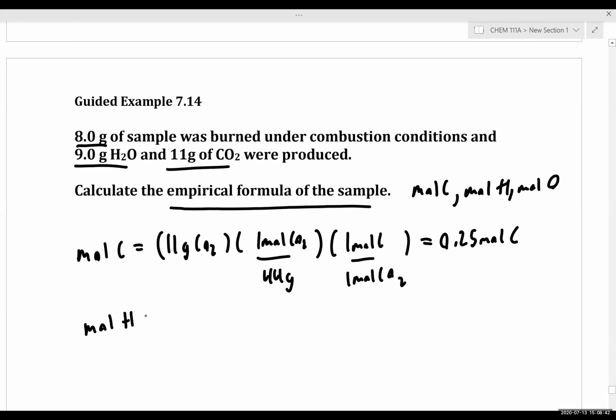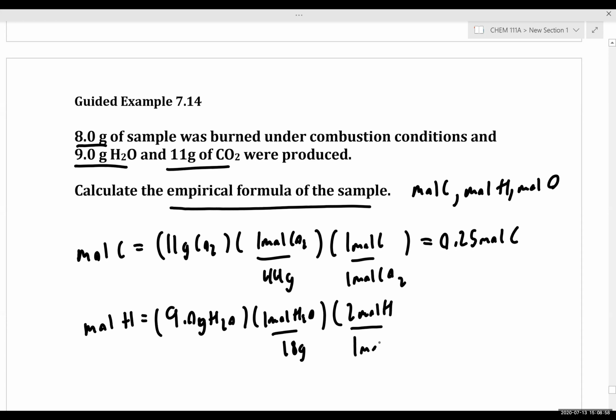Okay, we can calculate the moles of hydrogen. We have 9.0 grams of water. We know that we have 1 mole of water per every 18 grams, and we know that we have 2 moles of hydrogen per every 1 mole of water. So punching that in, that gives us 1.0 moles of hydrogen.